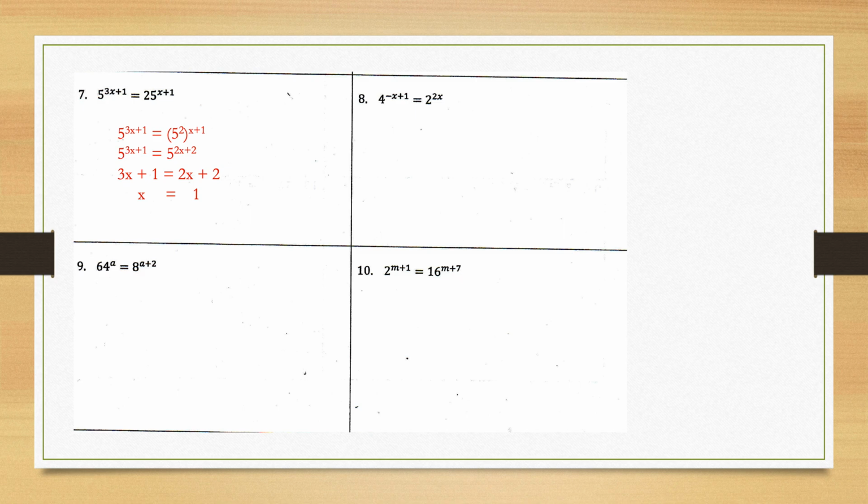Okay, so big question. The hardest part of this, what's the common base? Common base is 2. So 4 is 2 squared, and 2 is already in its base form. So distributing the 2 times negative x plus 1, I get 2 to the negative 2x plus 2 equals 2 to the 2x. So the exponents have to be equal. Negative 2x plus 2 is equal to 2x. Adding the 2x to both sides, I get 2 equals 4x. Dividing by 4, x is a half.